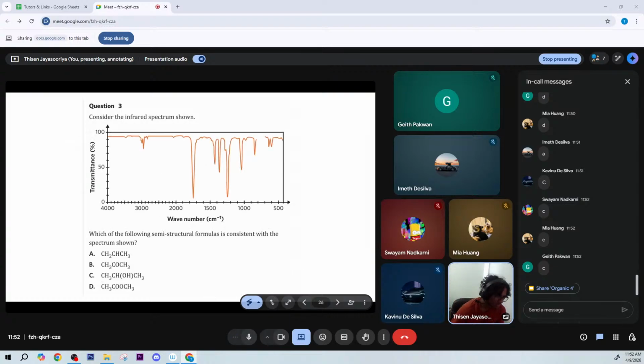So here, which one of the following semi-structural formulas is consistent with the spectrum shown above? So what do you guys think? Which one of these corresponds with something shown above? What do you guys think? A, B, C, or D?